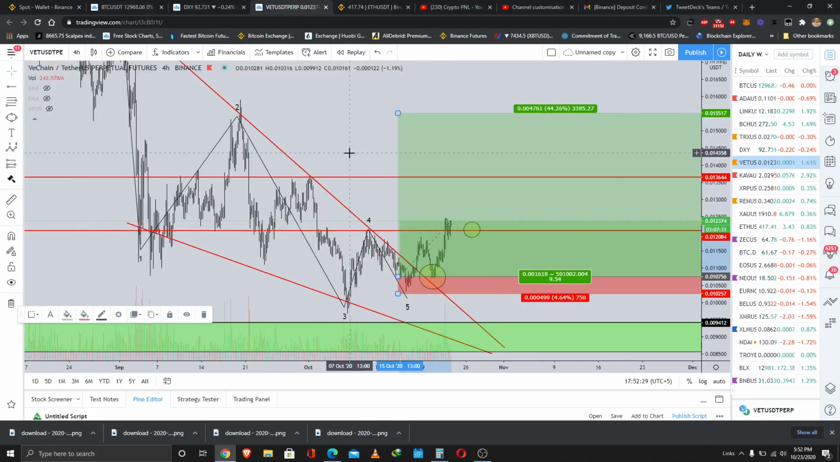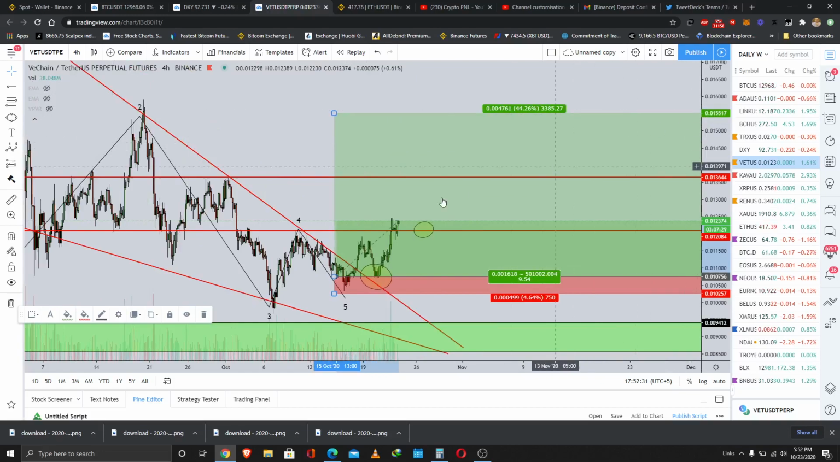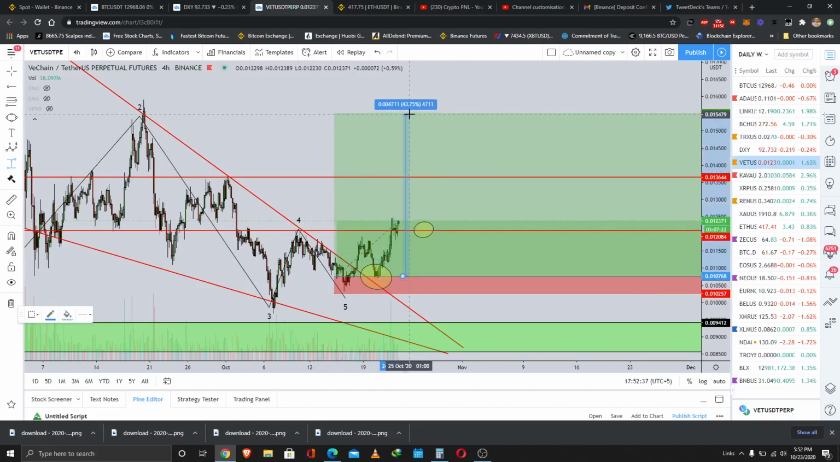This is where the VET is probably going to retest. So it's a big trade of 44% gain. So this is the target which I'm telling you and which I've been focusing on.